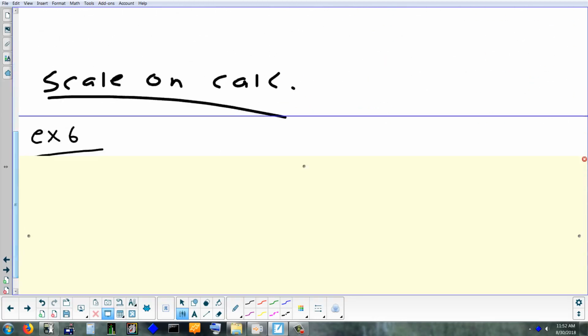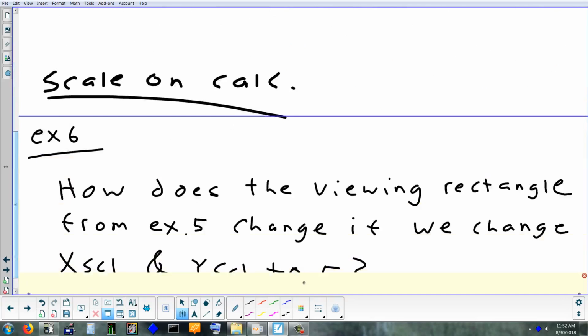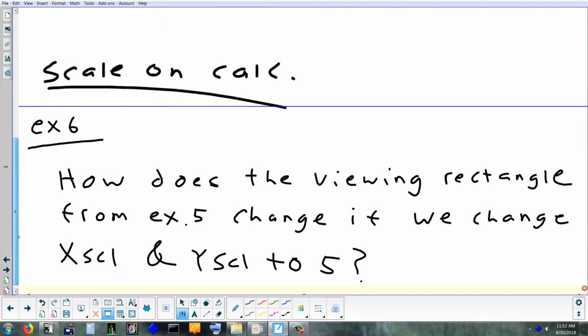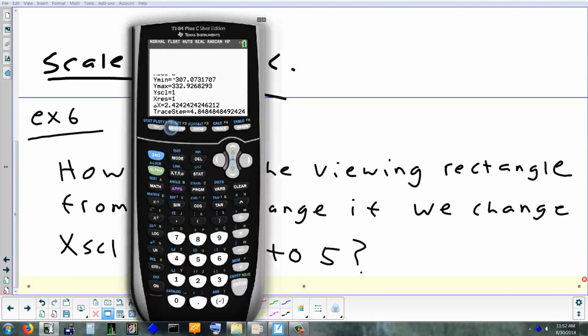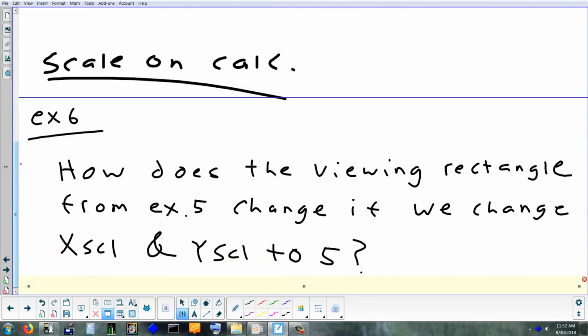So the scale on the calculator, I already talked to you about that. That's just the tick marks. It's not really important. And actually, I already answered that question too. If you change the scale to 5, which is exactly what I did, it puts a tick mark every 5 units. Questions on that? Yeah.